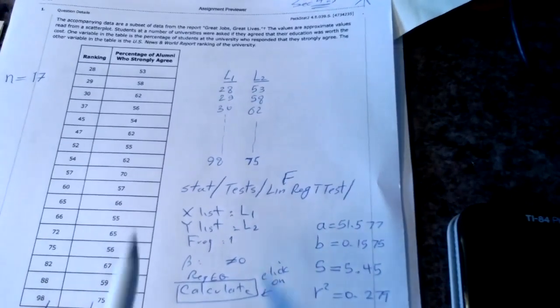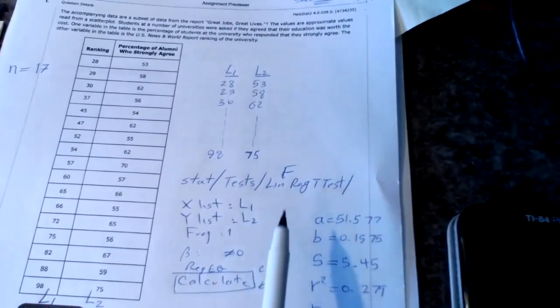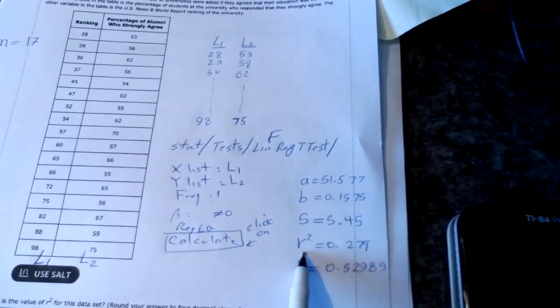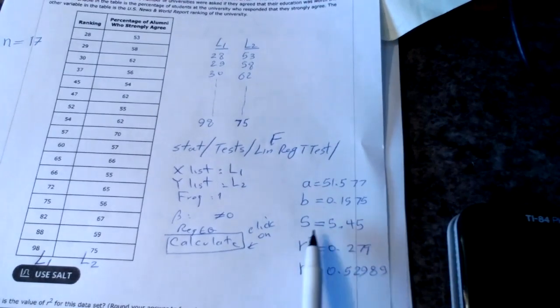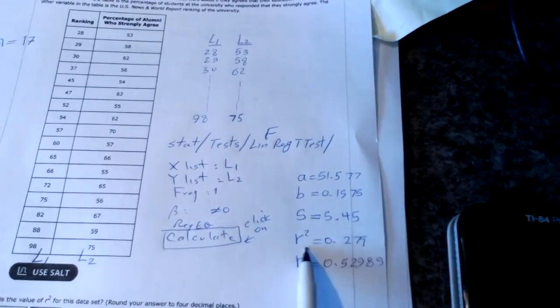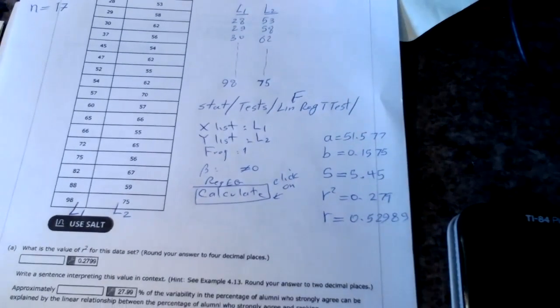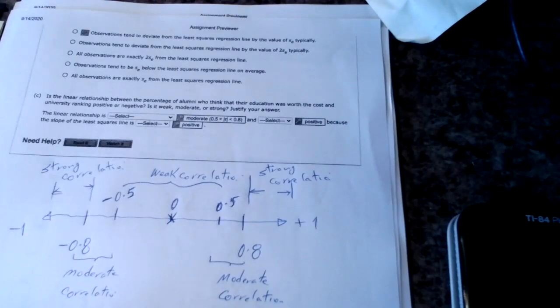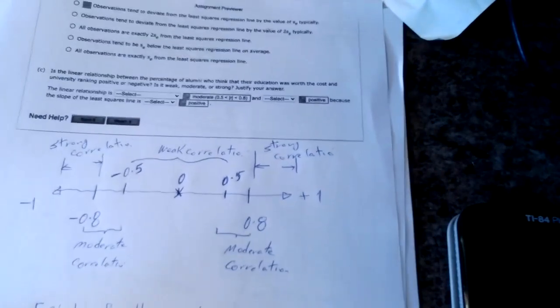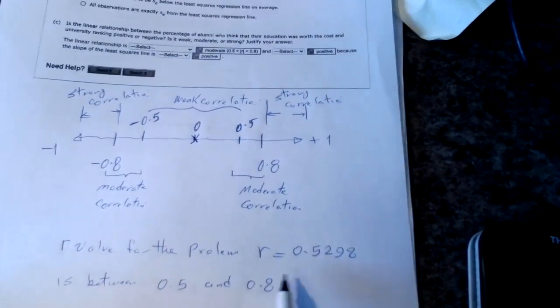This one, what I did, I took all these numbers in L1 and all these numbers in L2, then I found R2 and S, you see that? This is the standard deviation of this sample, and R2 is 0.279. And these are what you have here. The R that you calculated in the problem was 0.5. So remember, between 0.5 and 0.8 is moderate.